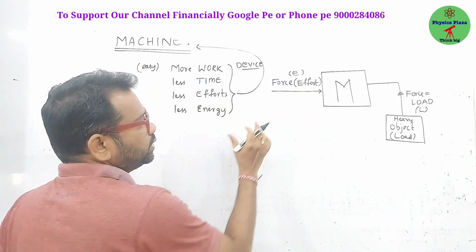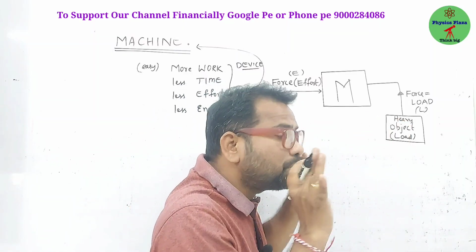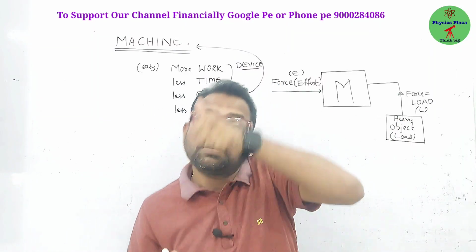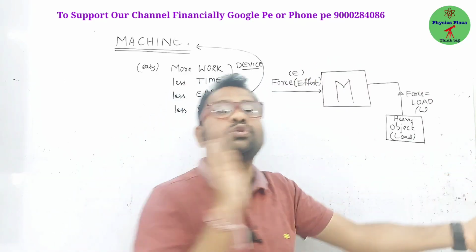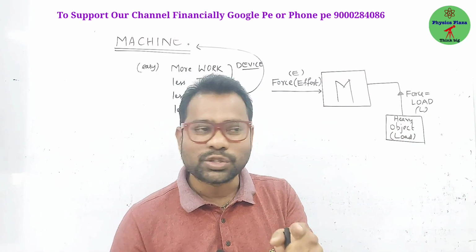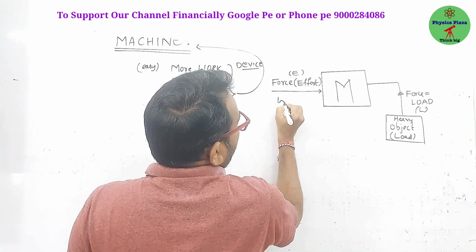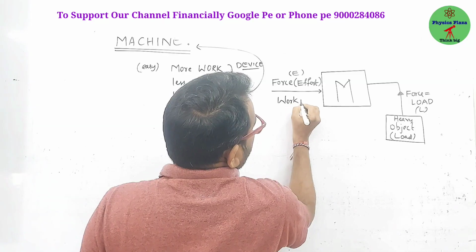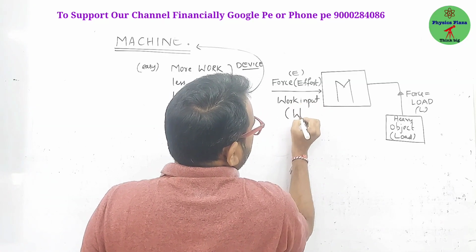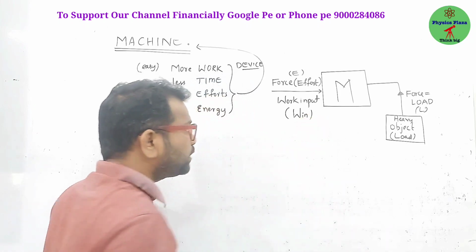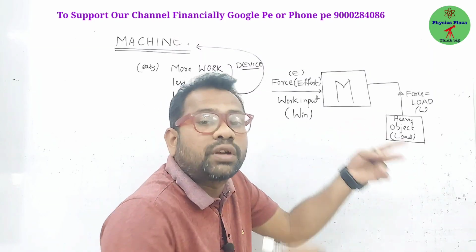And children, here we are applying force on the machine. Means we are doing some work on the machine. Why? To make the machine do work. So if you want the machine to work, you should do some work on the machine. Yes, children, the work we are doing on the machine is called work input. Very important. The symbol we can use is W IN. What is work input, children? The work we are doing on the machine is work input.